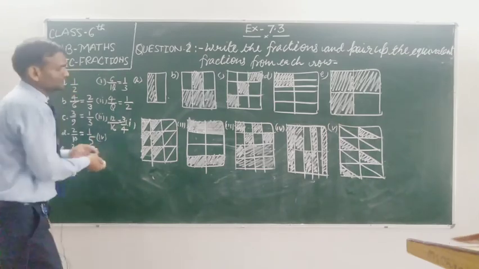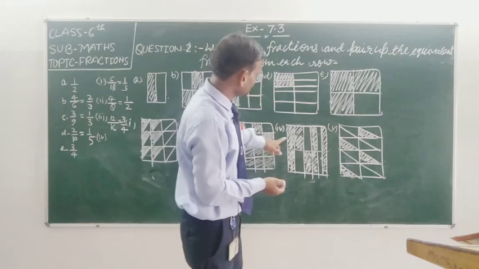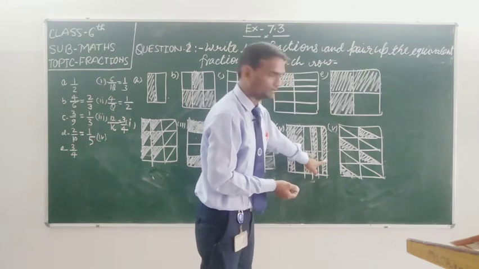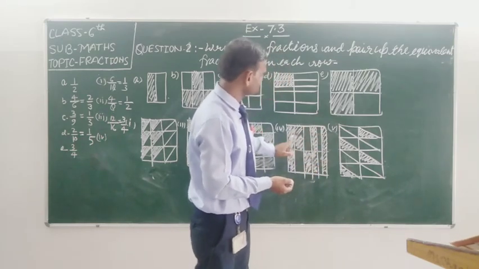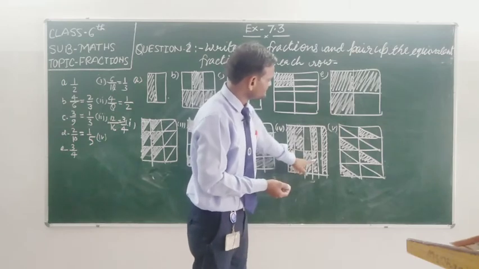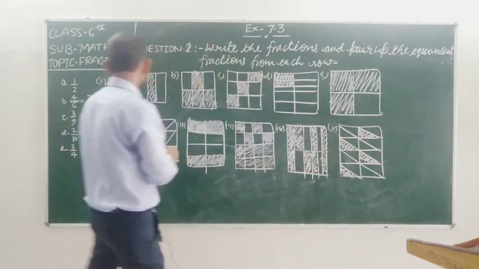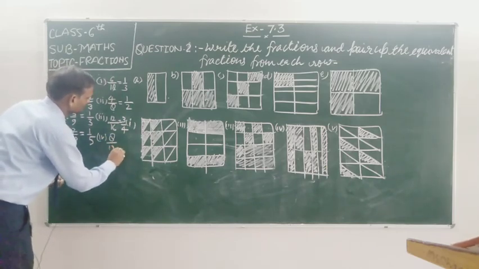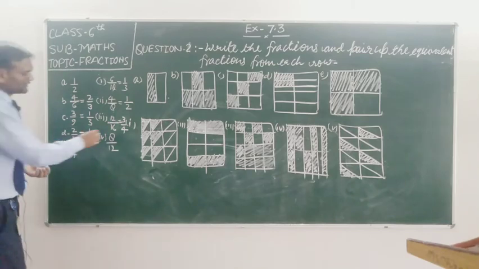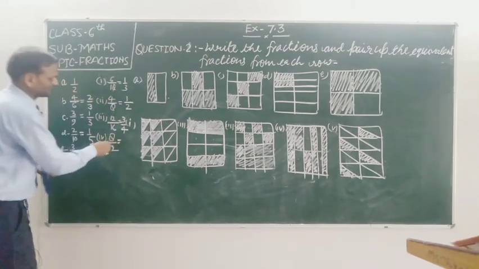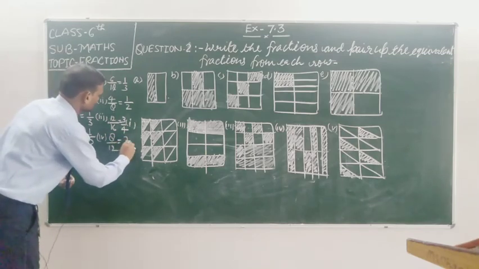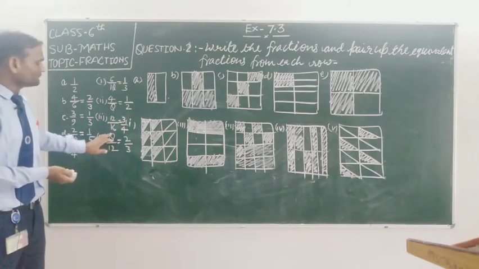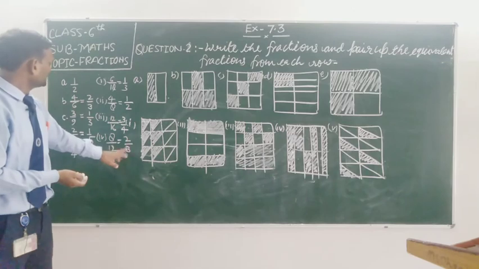And for figure number 4, student, you are seeing here 1, 2, 3, 4, 5, 6, 7, 8, 9, 10, 11, 12. 12 parts, and out of 12 parts, 8 parts are shaded. So we write the fraction for the shaded portion, 8 upon 12. And when we make the simplest form of 8 upon 12, we get 2 upon 3. We are dividing 8 and 12 by 4, and we get 2 by 3.